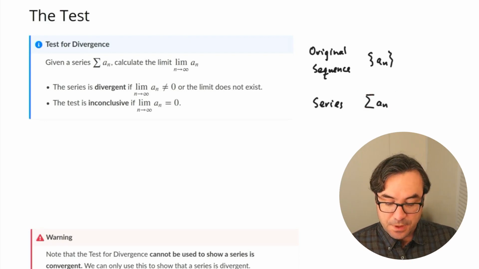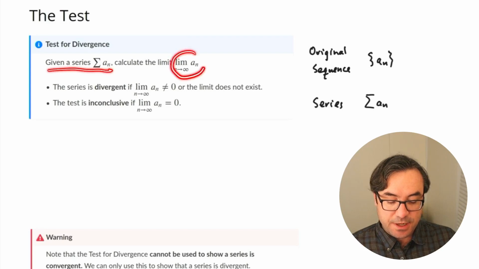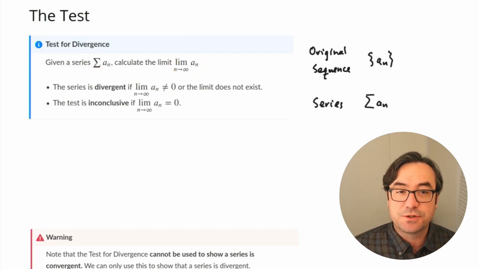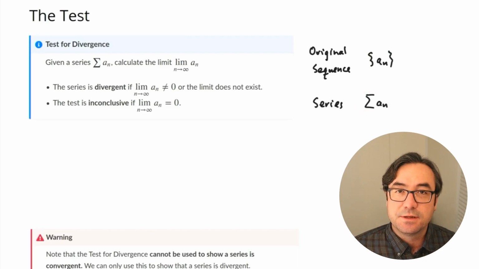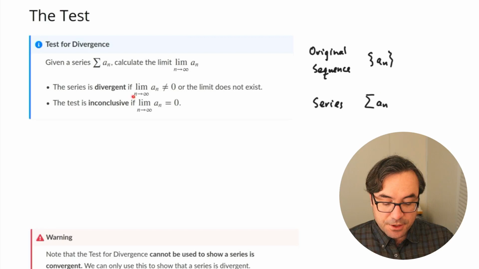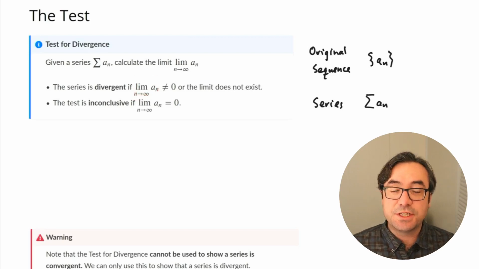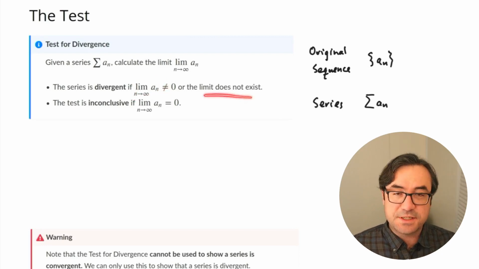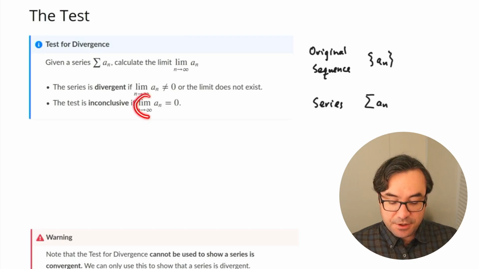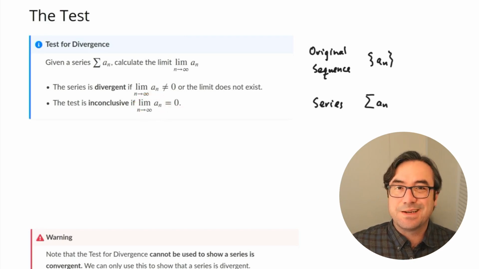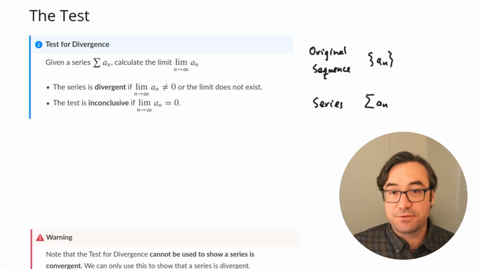All right, so the way we use this test is we're going to calculate the limit of our original sequence. The limit of our original sequence, in some cases, actually gives us information about our series. So what does this say? If we calculate that limit of our original sequence and we don't get 0, so we get something other than 0, or the limit does not exist, well, then our series diverges. If we calculate the limit and we get 0, well, unfortunately then this test is inconclusive.